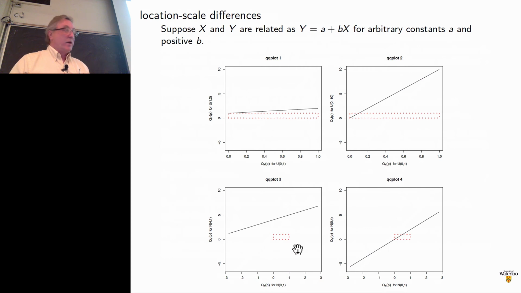So I've added 4 to everything. Normal 0, 1, normal 0, 4, I've just multiplied all the scales by 2. So the beauty of this is that if they have the same shape, you'll see a straight line.